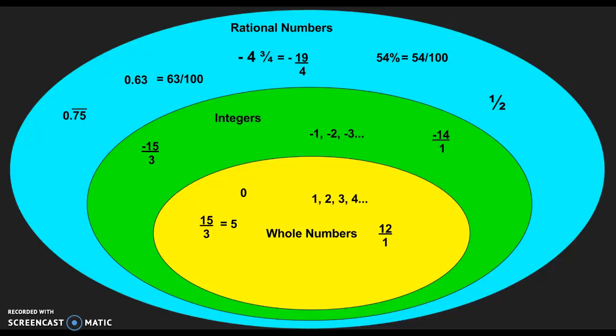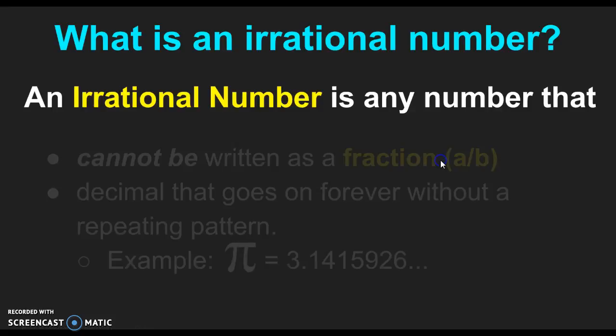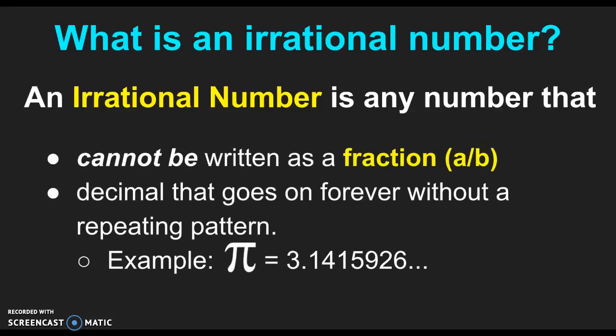All of the numbers together are real numbers. But there is one other group, a very small group of numbers, considered irrational. So, what's an irrational number? An irrational number is any number that cannot be written as a fraction a over b. For example, a decimal that goes on forever without a repeating pattern is considered an irrational number.